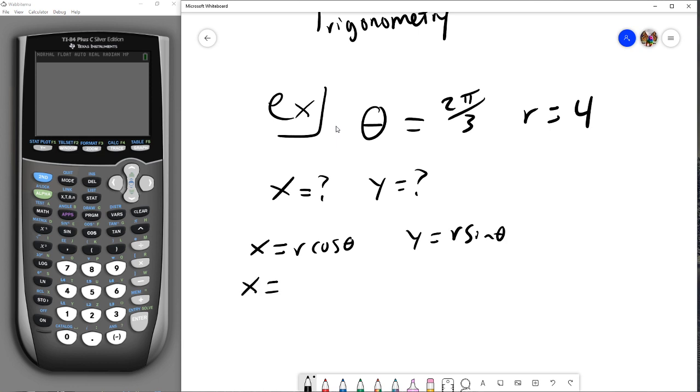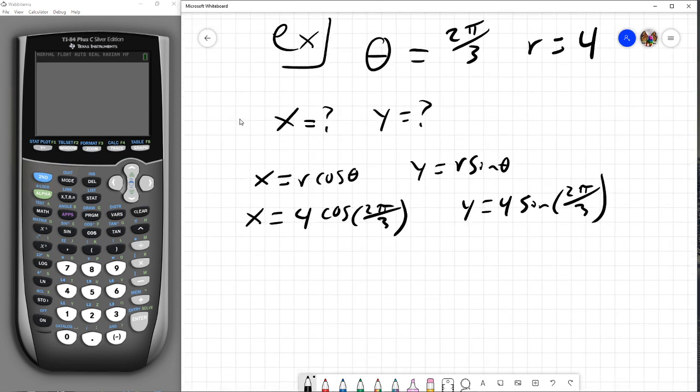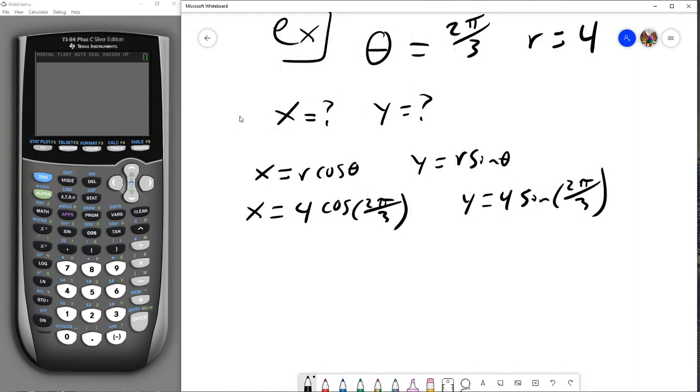So if we want to solve for x, we know that r is 4, and we just have to plug in 2 pi over 3 for cosine, and for y it's rather similar, except with sine. At this point, we should have the unit circle memorized if you've been following our series. It's something I highly stress that you do. When we think about cosine of 2 pi over 3, we know that's in quadrant 2, and since it's in quadrant 2, x is negative.